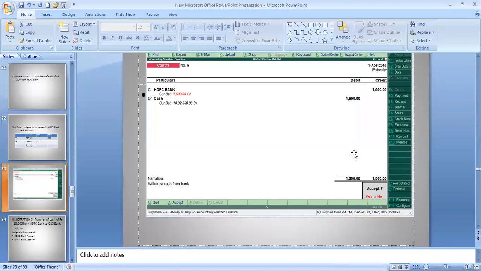So you need to first give the ledger accounts. Starting with HDFC Bank, HDFC Bank falls under the bank account. Then the cash account, debit. Okay. Narration is important. Withdraw cash from bank, and accept yes or no, this information you need to give.